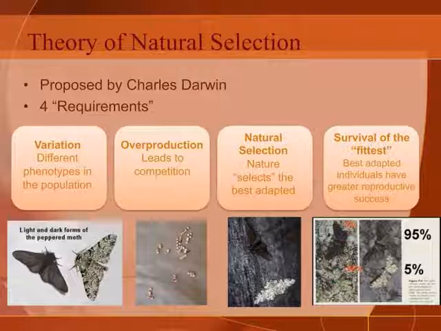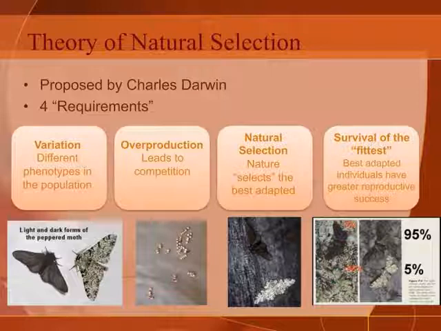The third requirement for natural selection is natural selection. This simply means nature selects the best adapted organism. This is best explained by again looking at the picture. If you look at this picture, you will see that one of those moths is better camouflaged on the dark colored bark. Nature selects that moth to survive. He is the best adapted in that scenario. The lighter colored moth is going to be more easily seen and is going to be eaten by a predator.